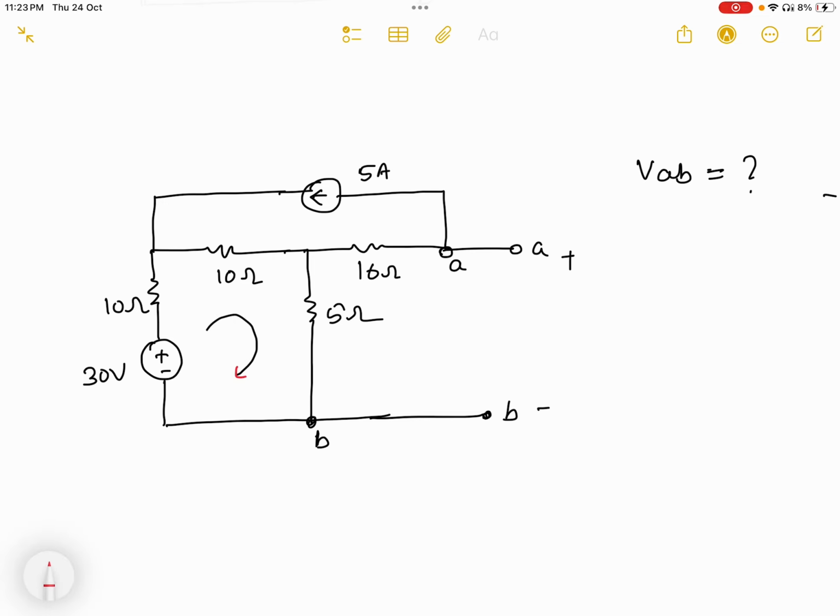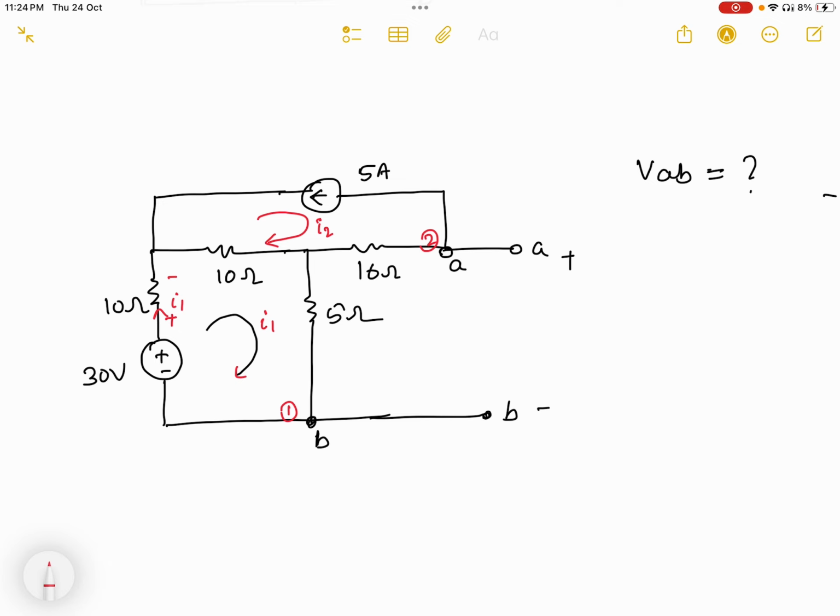Think that there are two meshes here. This is mesh number 1 and this is mesh number 2. Here current I1 is flowing and here current I2 is flowing, and both are flowing in the clockwise direction. If I write the mesh equation for the first mesh, I will get minus 2 here. The current flows like this, so here it will be plus, then minus, and here I1 amount of current is flowing.